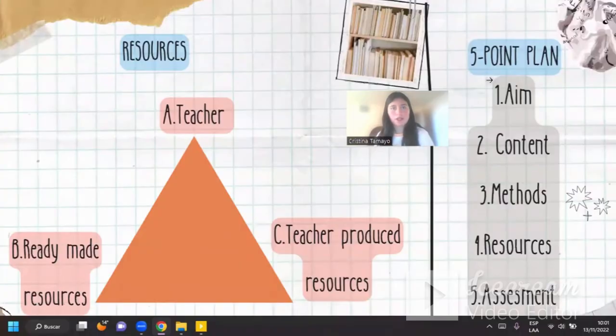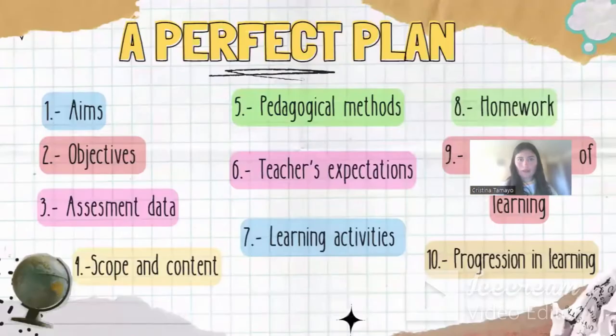And our lesson plan needs to contain some basic resources, which are the following: A, the teacher; B, the ready-made resources; and C, teacher-produced resources. An effective lesson plan needs to contain a minimum of five elements, which are aim, content, method, resources, and assessment. And now my partner is going to present the elements of a perfect plan.